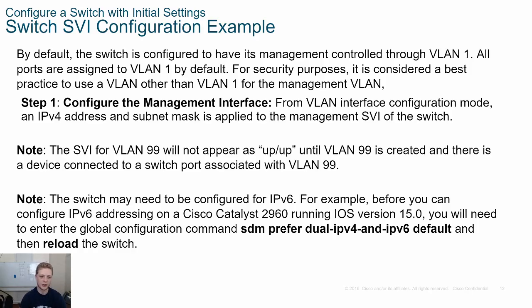They say all ports are assigned to VLAN 1 by default. It's not best practice to configure the management as VLAN 1. So for this example, they'll use VLAN 99. The switch may need to be configured for IPv6 if you're doing IPv6 stuff. You may need this command on like 2960s. I don't think we need that anywhere in this course, but just keep in mind in the real world you might need that on a specific switch if you're trying to enable IPv6 for the first time.